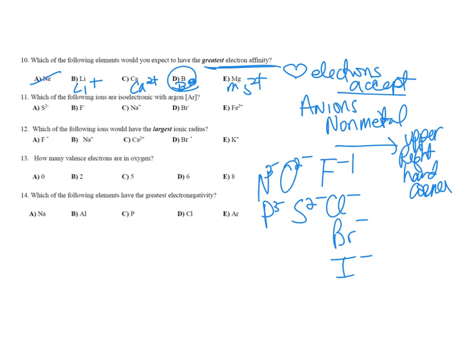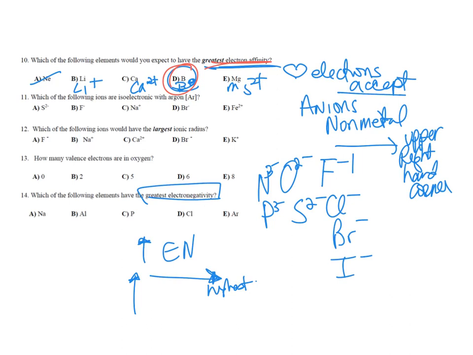Electron affinity kind of follows electronegativity. This is electronegativity, and so I just go with increasing electronegativity up and over. These have the highest if you go across the row. So in this group of selections, I would say boron has the greatest electron affinity because boron would be up and over.